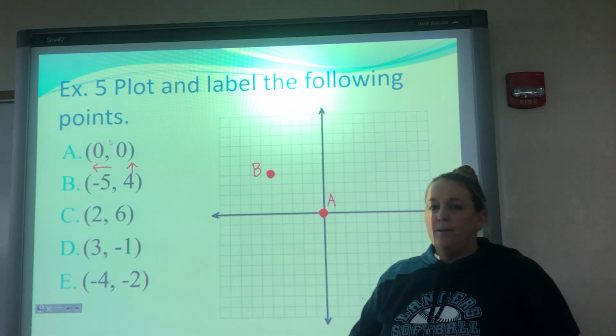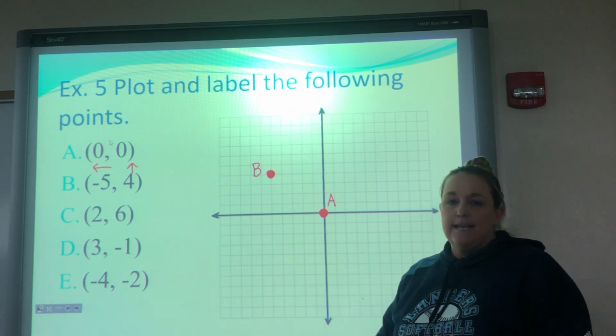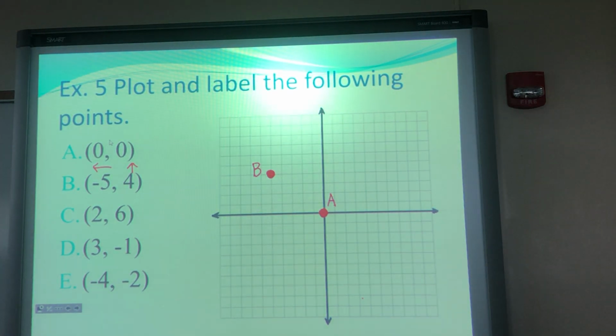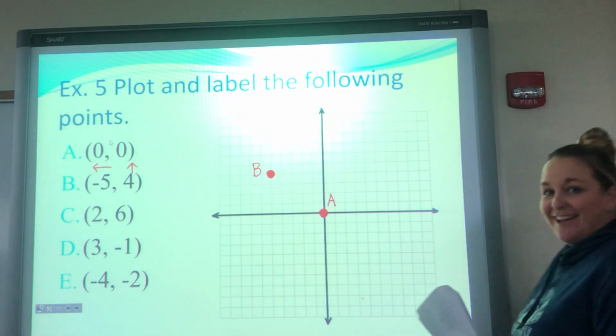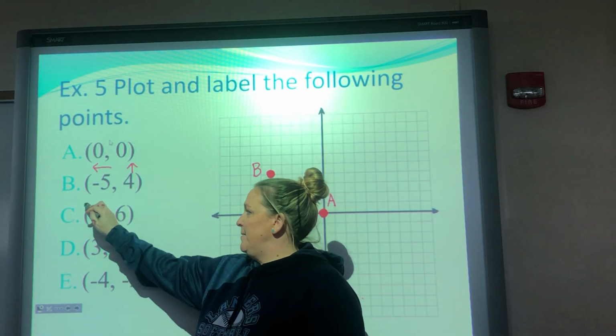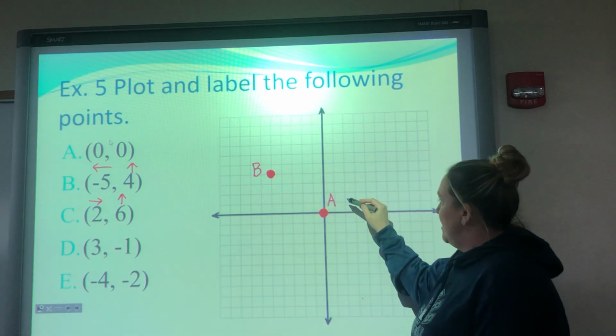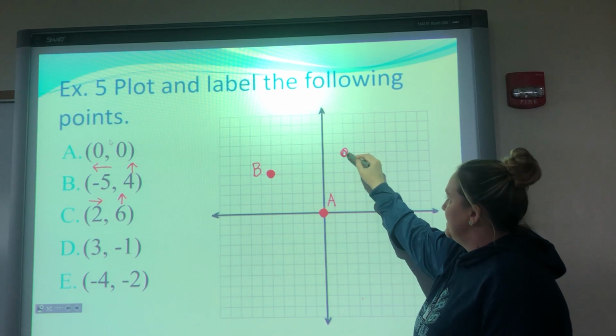So since this is review, I want you to just take a minute and try to graph C, D, and E for me. Okay, so C, we have a positive number, so that should be right, and a positive 6 should have been up. So right 2, up 1, 2, 3, 4, 5, 6.